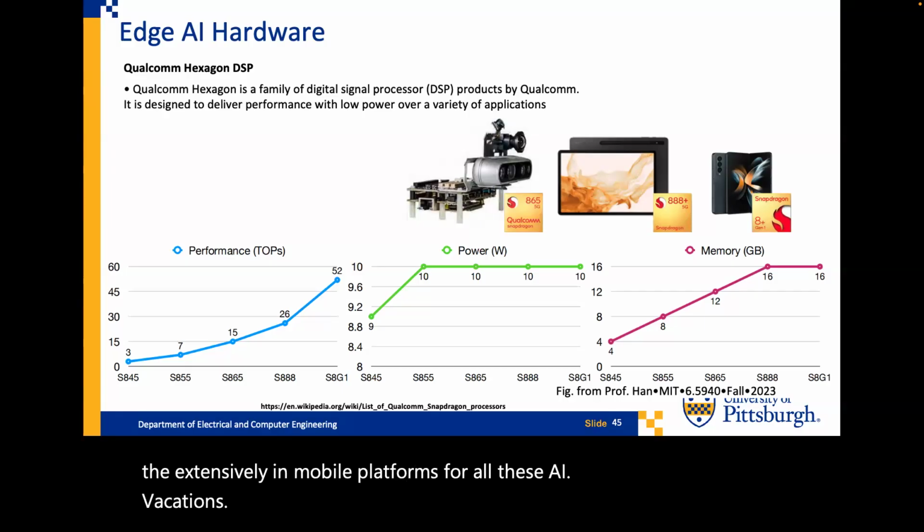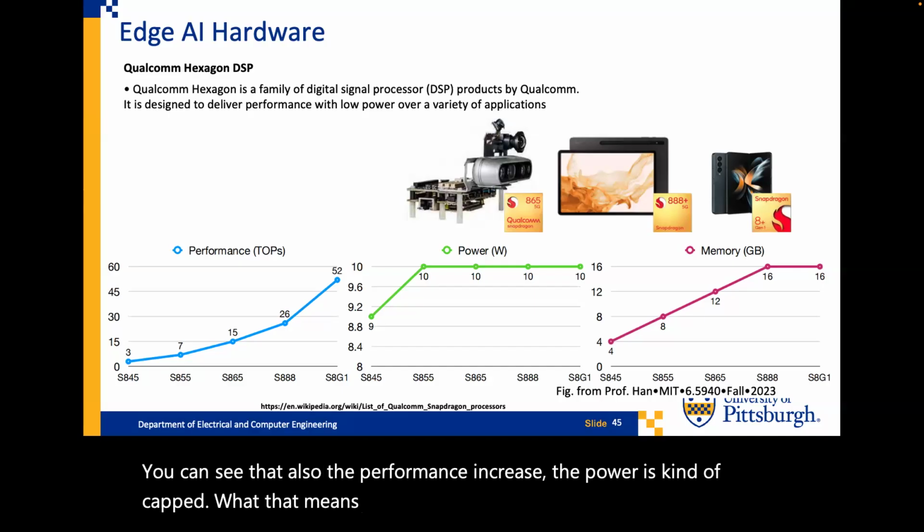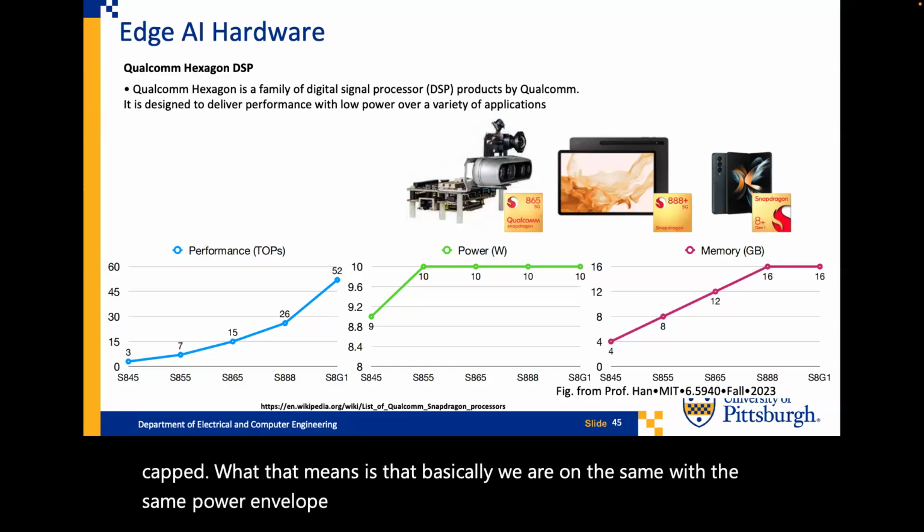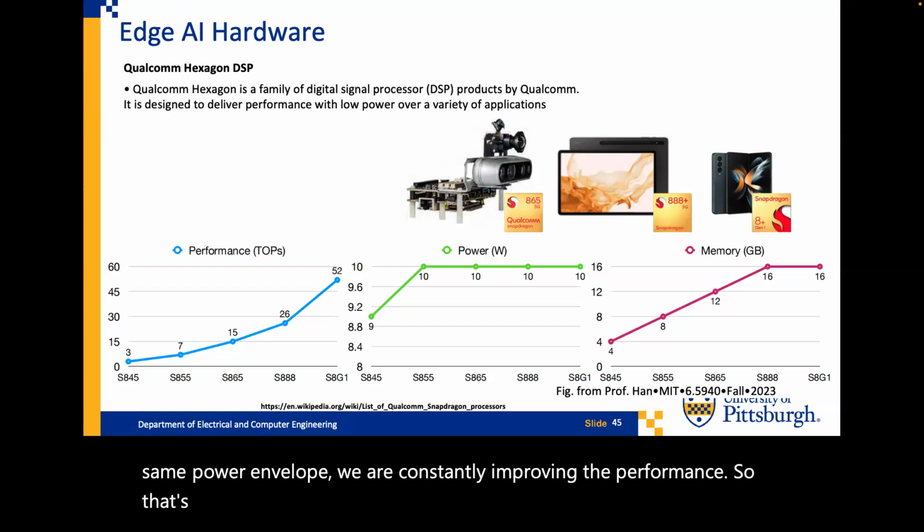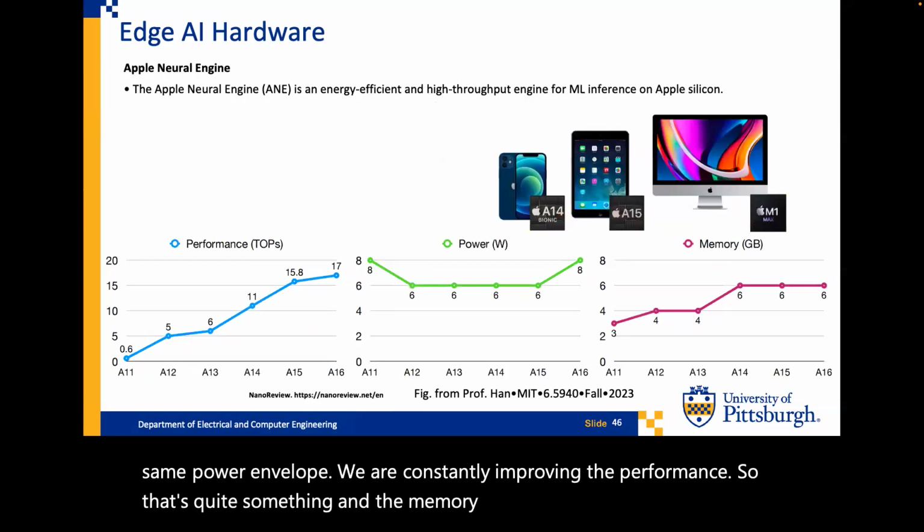You can see the performance increase, while the power is kind of capped. What that means is that with the same power envelope, we are constantly improving the performance. So that's quite something. And the memory is kind of limited to 16 gigabytes now.